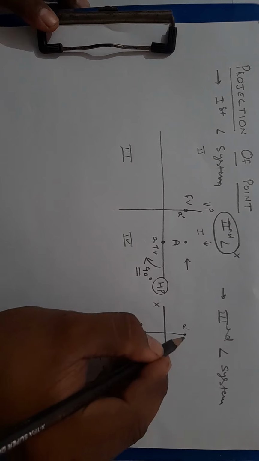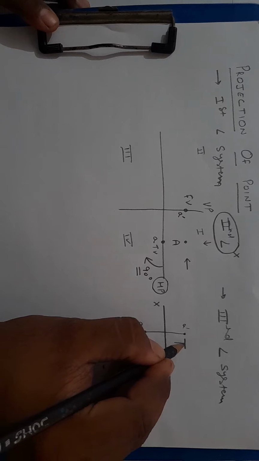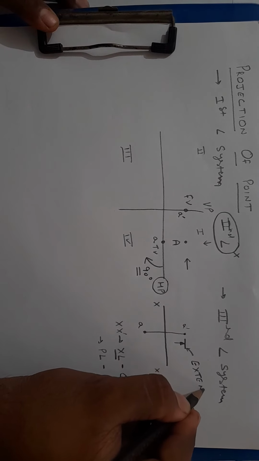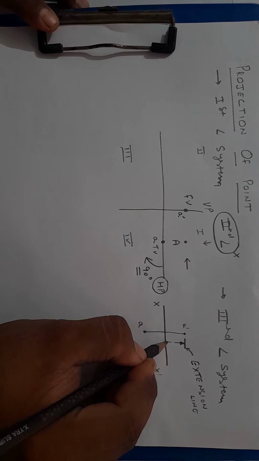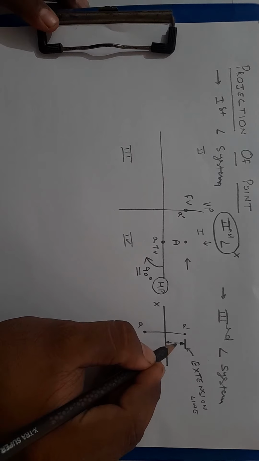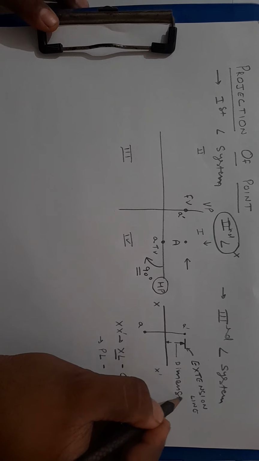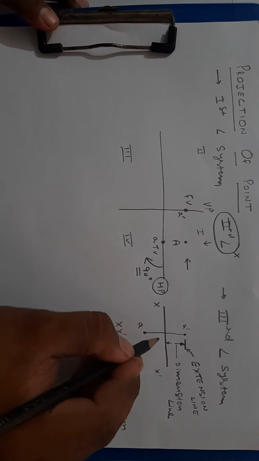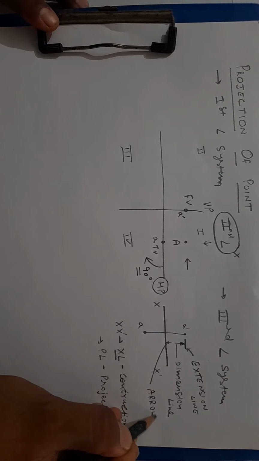We need to provide the dimensions. Dimensions will be provided with the help of this extension line and this dimension line, and we are using this arrow head.